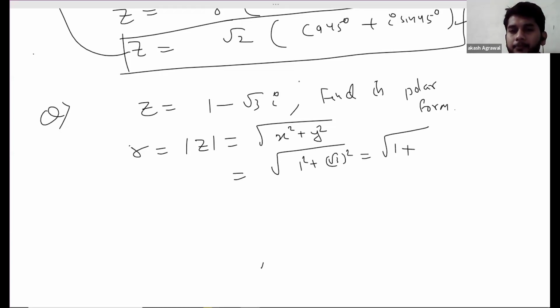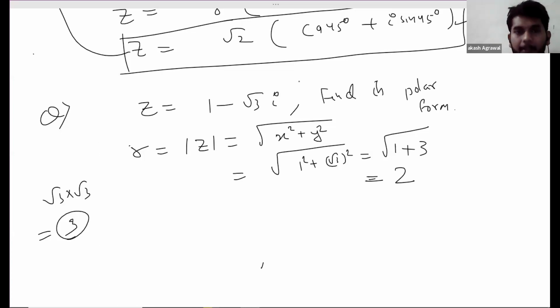I don't know. Root 3 into root 3. What is root 3 into root 3? Root 6. Root 9. No, this is 3. Yes, root 9 is 3, right? So 3 plus 1 is 4, and under root 4 is 2. Only 2, right? Under root 4 is 2. Okay, okay, sir. All right.